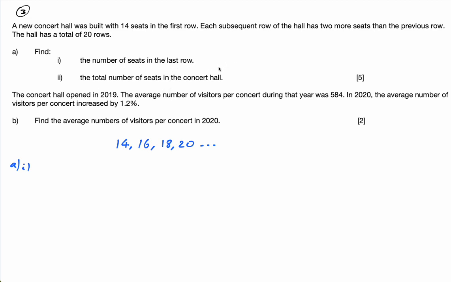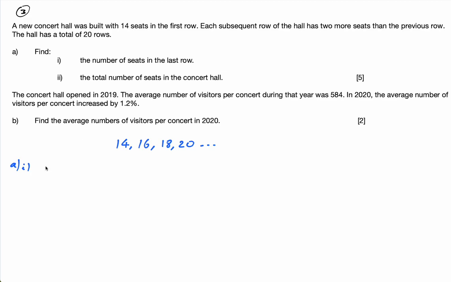Now bear in mind, guys, if you want, there's nothing stopping you literally writing all the numbers out. There's only 20 rows. There's only 20 numbers. You could probably just figure it out in your head anyway, but I'm going to show you the more technical way to do it, because they could say find the number of seats in the 100th row, for example, and then you want a formula.